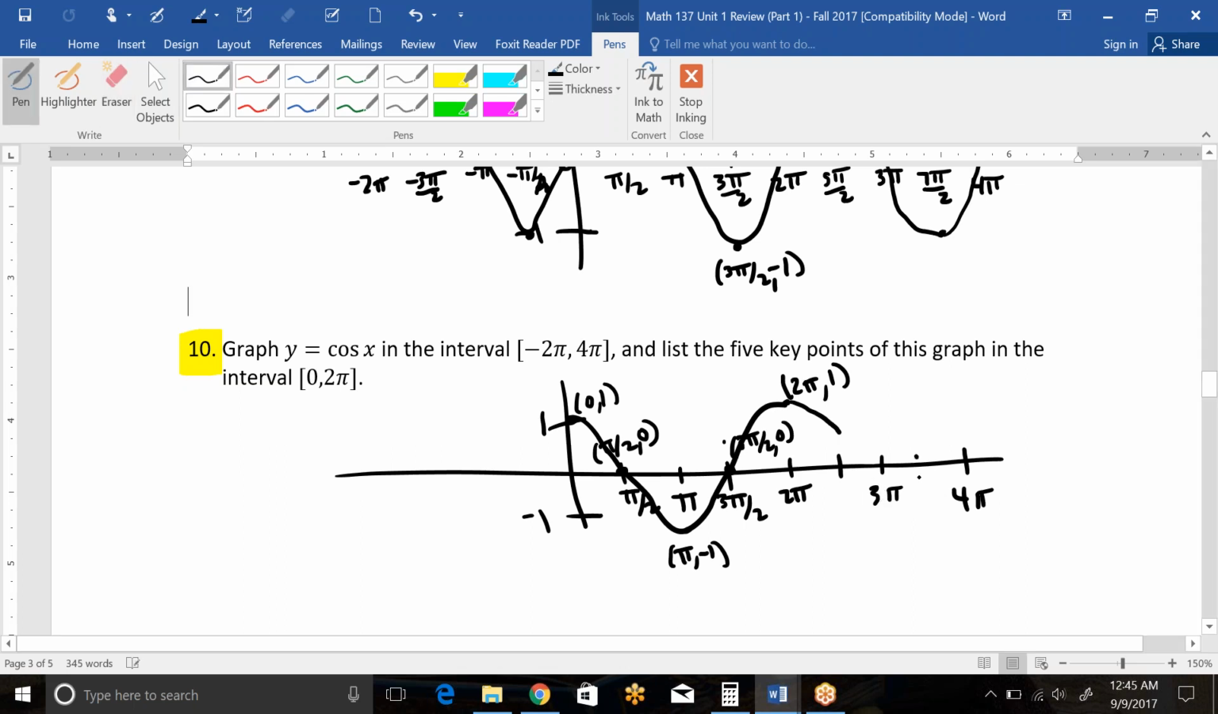So let's put those in between points in there. There we go. And then on this side, we have negative pi over 2, negative pi, negative 3 pi over 2, negative 2 pi. So we go down, down, up, up. So the cycle still repeats. And that's it for the part 1 video.